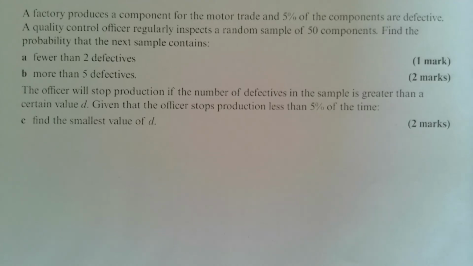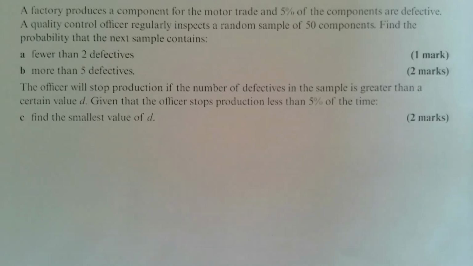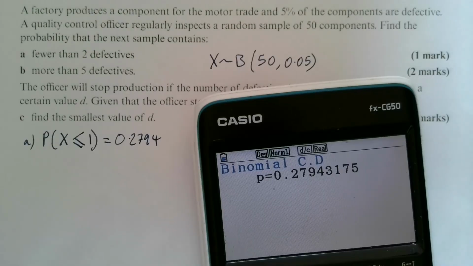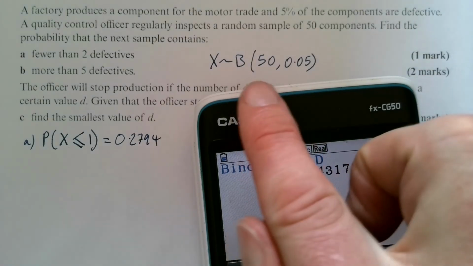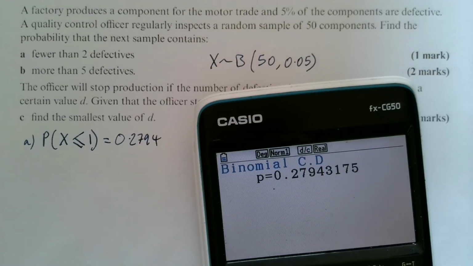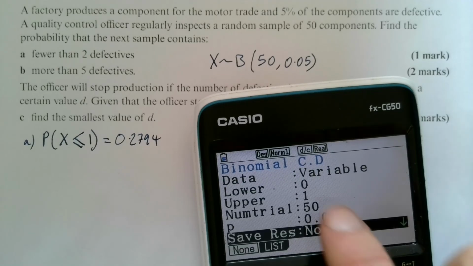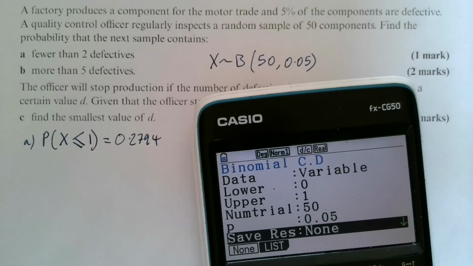Right, here's the last question for today. So really make sure that you've given this the best go you can before you watch me talk through what you could have done. So part A, you should have 0.2794. So I started off by putting down my distribution, 50 trials, 5% chance. And then I said, right, less than 2 means it's got to be 1 or less, so 0 or 1. And then in the calculator, I've just gone for a lower of 0, upper of 1, number of trials 50, probability 0.05.